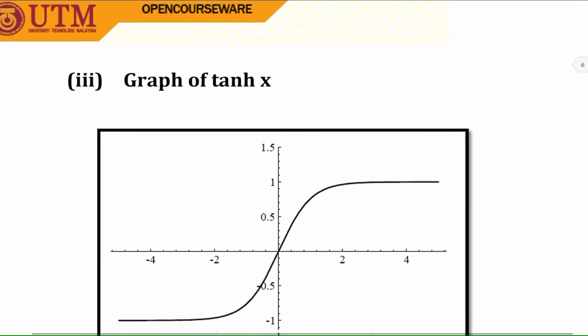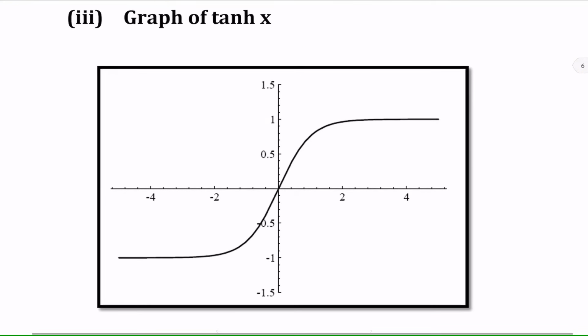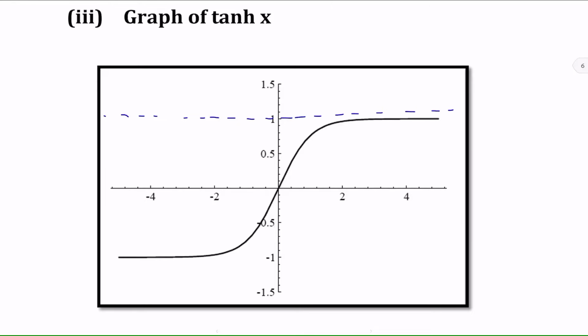Okay, graph for tangent x. So this is the graph for tangent x. We have asymptote lines here, at negative 1 and 1. And here we have x, y. So this is the graph for tangent x. We know that tangent 0 is 0.